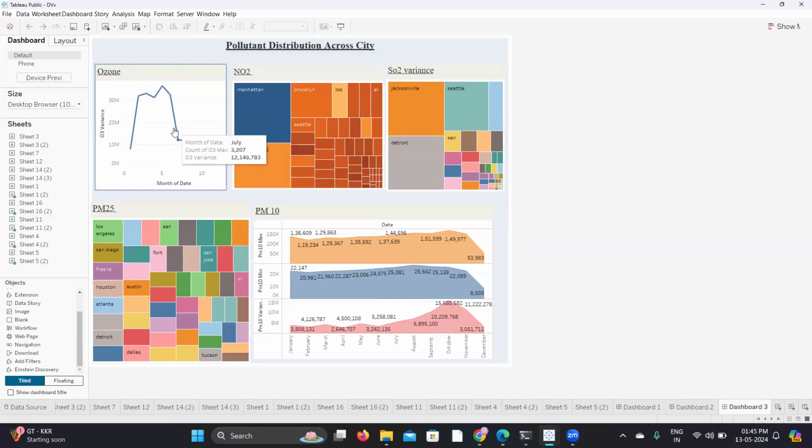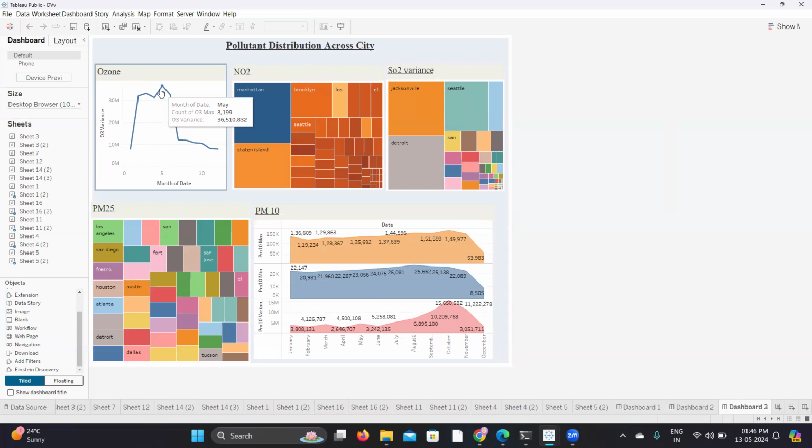First we have ozone, which is a line graph. This presents mostly the variance in ozone levels throughout a specific time period indexed by month. The x-axis, labeled as month of date, sequentially numbers the months, while the y-axis measures the variance in ozone levels in millions. The graph shows a peak in ozone variance, indicating that during certain months, typically the warmer months, there is a substantial increase in ozone fluctuation.